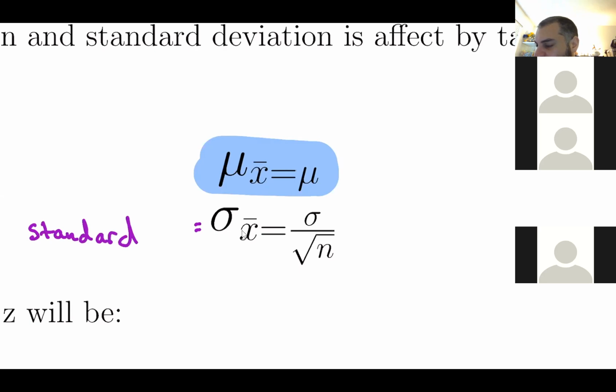So if you ever hear me talking about standard error, I'm just referring to that. Right. So those are the two formulas you want to know. You want to know mu of x bar is equal to mu. Sigma of x bar is equal to sigma divided by square root of n. All right. Any question in regard to the two new formulas?